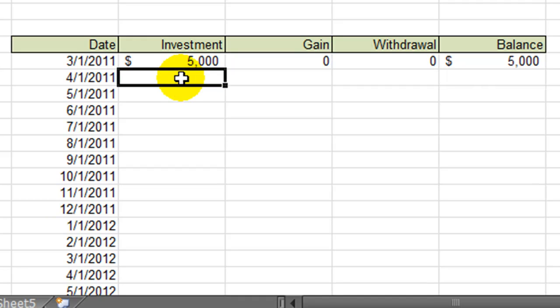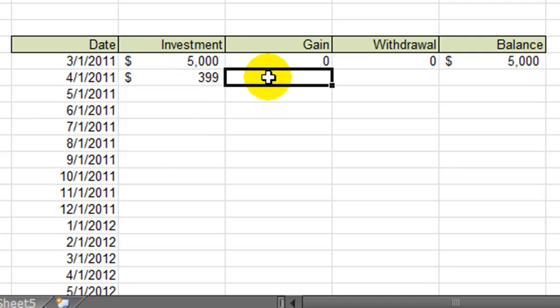Now, let's go to the second month. For the second month, my investment is going to be equal to what I would have done as a car payment. So I'll just equals B6. And I'm going to make this an absolute reference so that other cells will refer to cell B6, which contains the monthly payment for my car.